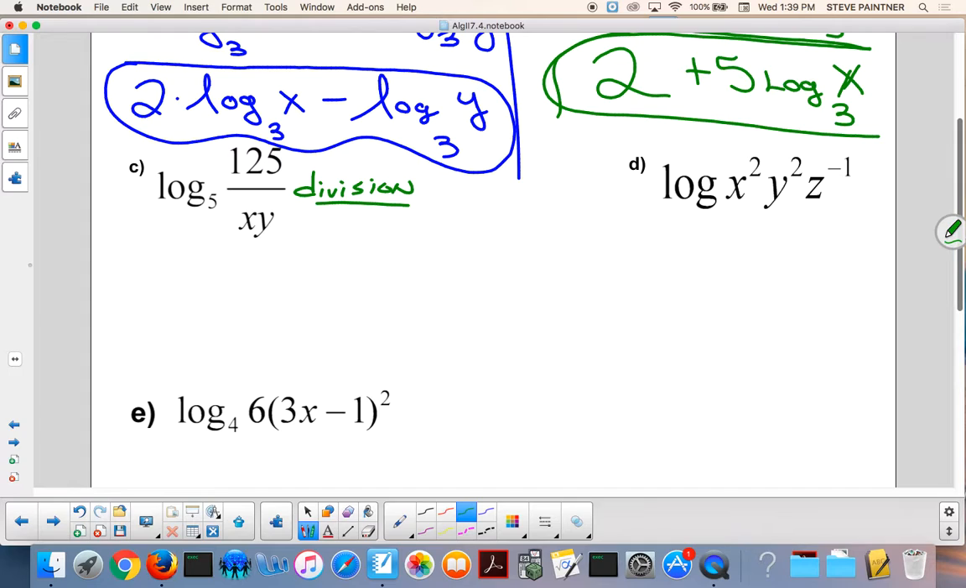Okay. I'll download this as soon as I get done with this, okay? All right.